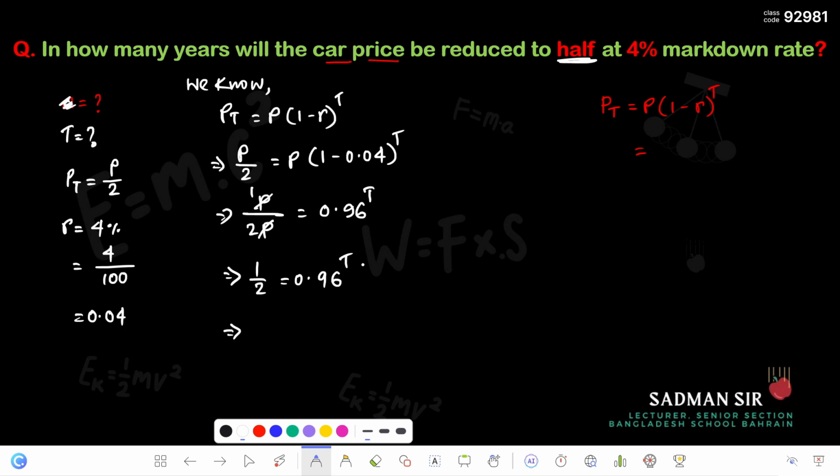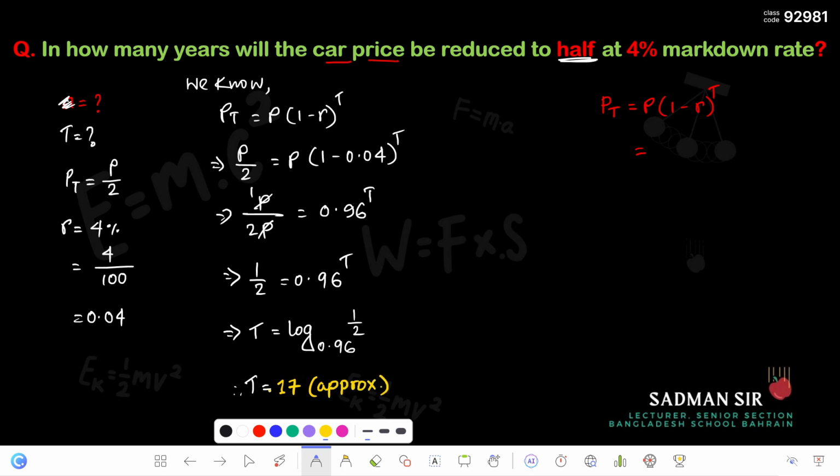So you can see that this is the exponential form. We have to write it in the logarithmic form. So how can we do that? The exponent t, we will write it first, and then we have the logarithm, and the base will be as it is, 0.96, and this number will be here, 1 by 2. So you can easily find out the answer from the calculator. Let me also find it out. Okay, so the value of t is coming almost equal to 17, right? Almost equal to 17. As it is not exactly 17, we are writing approx. So after almost 17 years, the car price will be reduced to half.